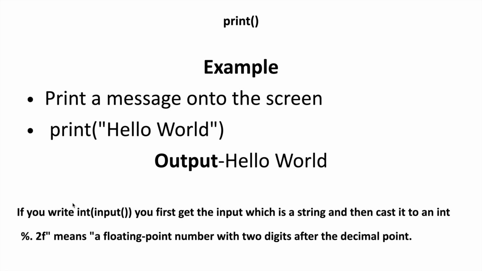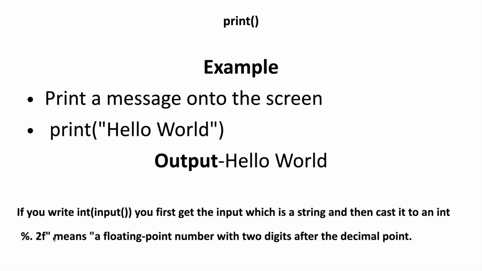So if you write int of input, I told you already, input will be in the text. You should convert it to integer. That's why in this statement, int of input, you are converting your input that is in the form of text to the integer, right?